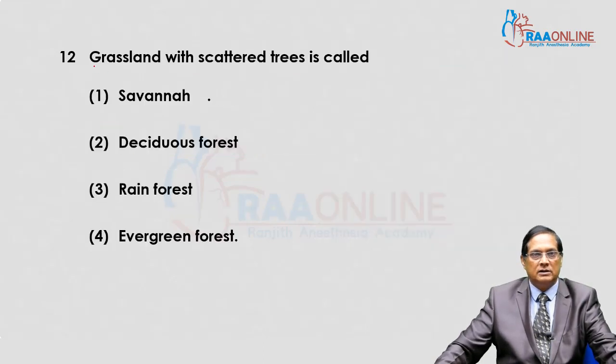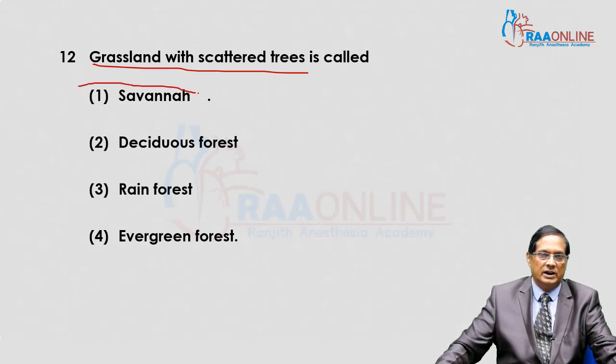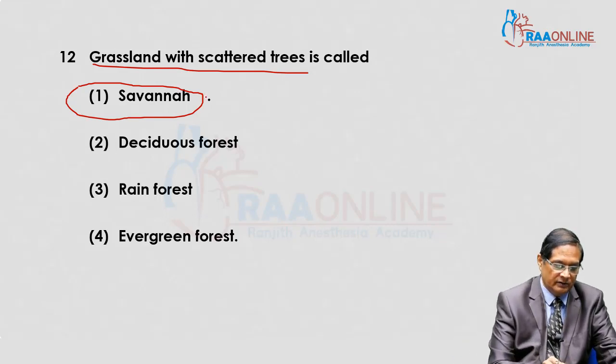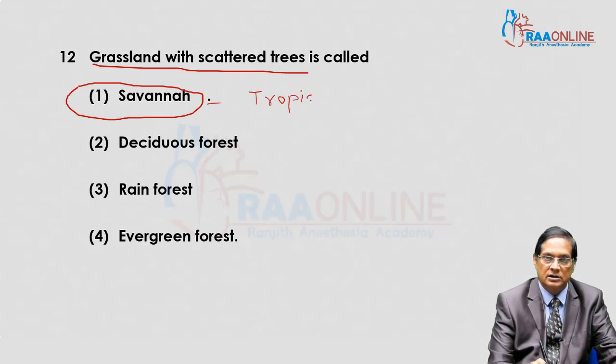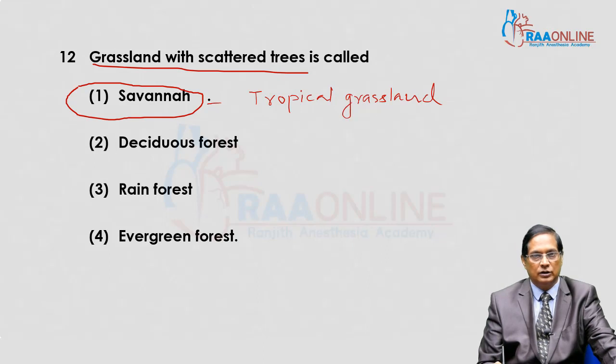Question number 12. Grassland with scattered trees, it is explained already in the previous section, that is savanna. They are called savanna. These are tropical grasslands. I have already mentioned that savanna represents tropical grasslands. That is, they have trees also.